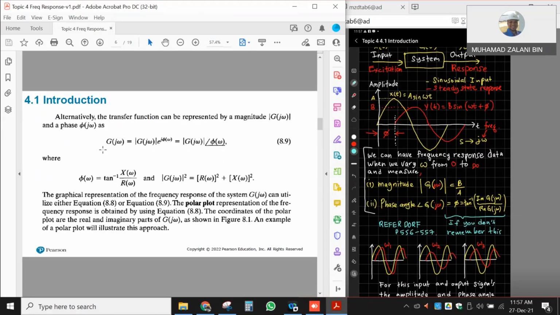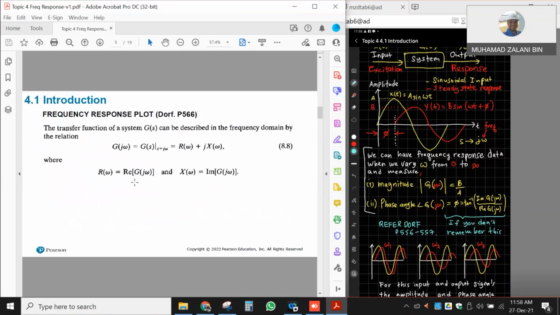Then we can represent it in the form of magnitude and an exponential function of the angle, and then we can also represent it in terms of magnitude and angle like this. It is a function of the frequency. To determine the magnitude and phase angle, basically we can use this formula. The formula for the magnitude and the formula for the phase angle, that is what we normally do for the function.